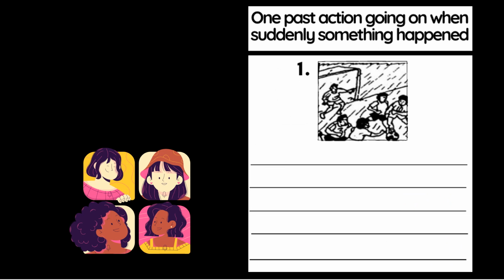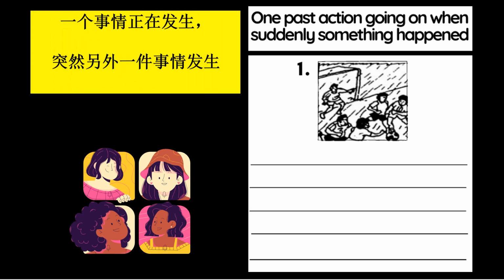Past continuous tense is also used to show one action going on when suddenly something happened. One action going on 就是一个动词正在发生。Suddenly something happened, 突然间另外一个又发生。So the one that is going on, you have to use was, were, ing. Suddenly something happened, you need to use the past tense.